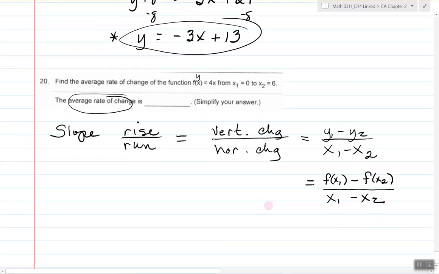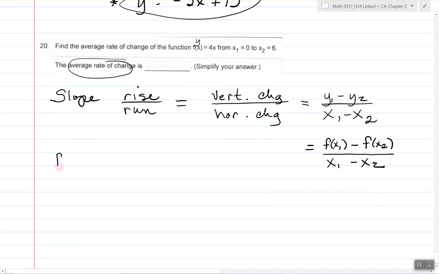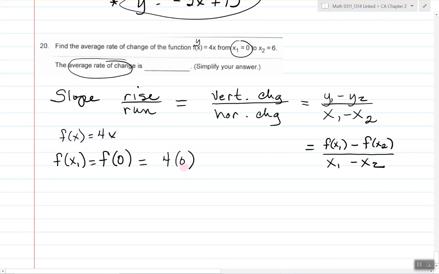So off to the side, I'm going to come back to that. f of x1 is f of 0. Where did I get that? Right here. So that means it is 4 times 0, because remember, in this problem, f of x is 4 times x. So it's 4 times 0, which is 0. f of x2 is f of 6, which is 4 times 6, which is 24.